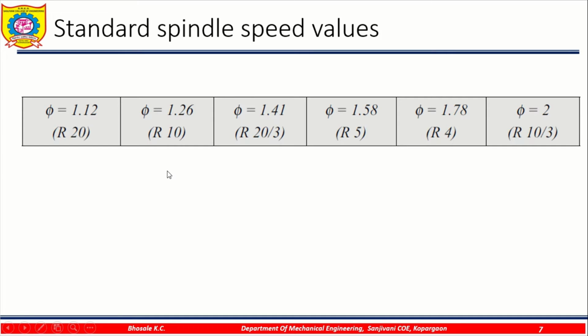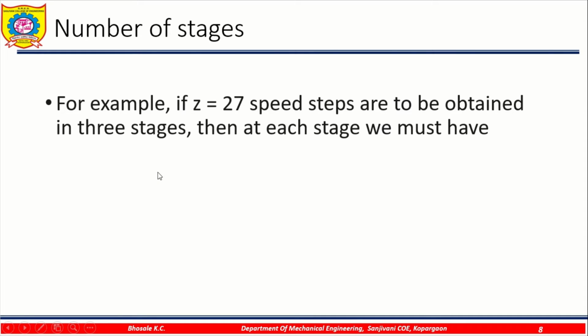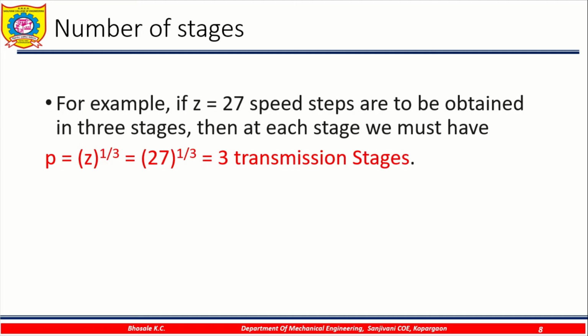These are some standard phi values. Then we can obtain how many stages are required to achieve the required number of speed steps. For example, if Z equals 27, the speed steps are to be obtained in 3 stages. Then at each stage we must have some number of speed steps. So we take either the square root or cube root, because there can be gear pairs of 2 or 3. The cube root of 27 will be equal to 3. So 27 speed steps can be obtained in 3 stages.